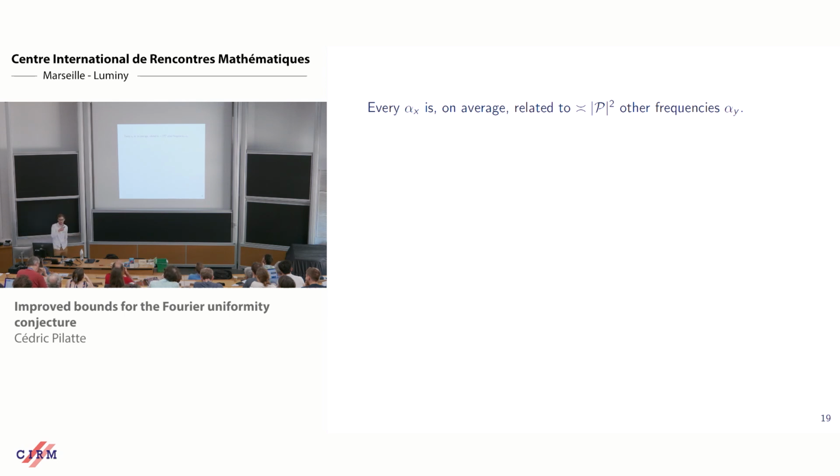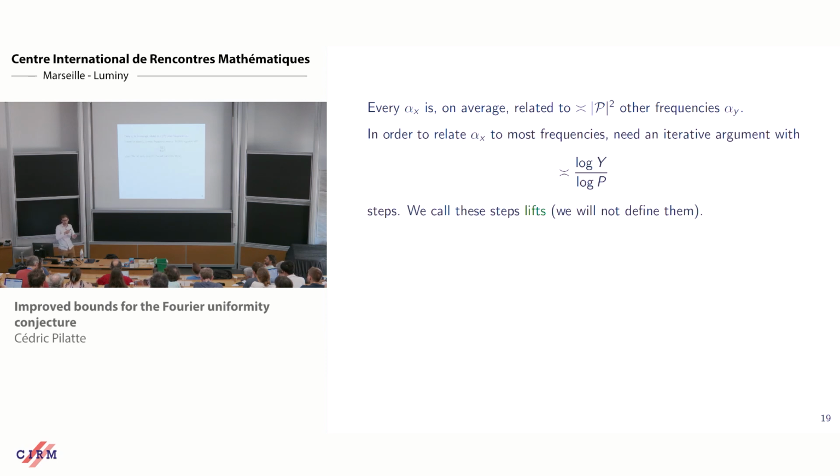So if you look at my local relations, you see that every frequency alpha x on average is related to p squared other frequencies. Because if you choose x, then you often have a constant times p squared possible pairs p and q, for which it's related to another frequency alpha y. But now we want to relate all frequencies together. And what this means is that you have to do some sort of iterative argument that maybe starts at some point x, and then you have to expand to reach all the frequencies.